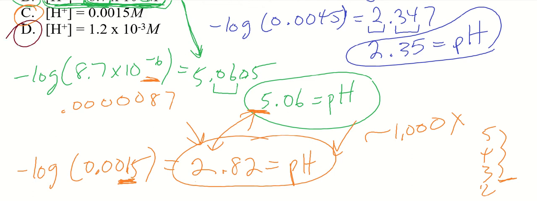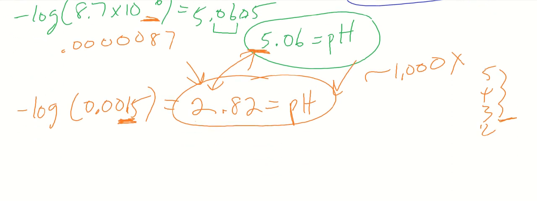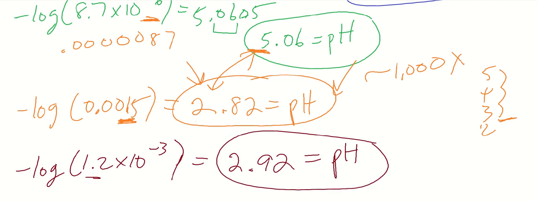Let's go to D. 1.2 times 10 to the negative 3. Negative log of 1.2 times 10 to the negative 3. It's going to be 2 point and then 2 digits afterwards. It's going to be 2.92. All right, there's the pH of the last one. And these are kind of easy to compare, right? This is slightly more acidic, so we should have slightly more H plus concentration in part C than part D.